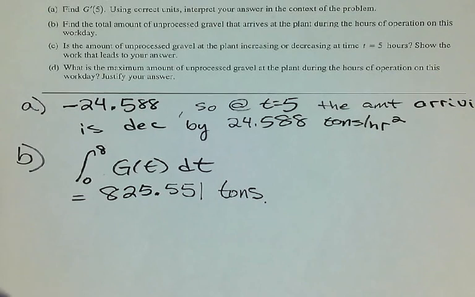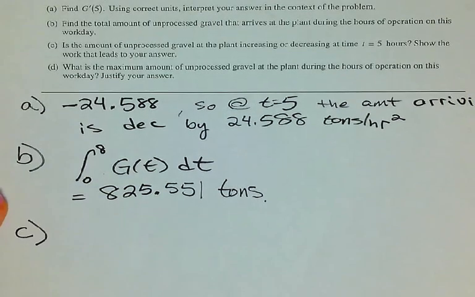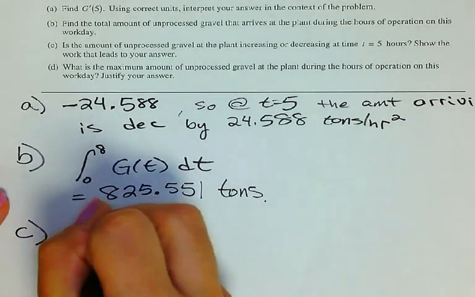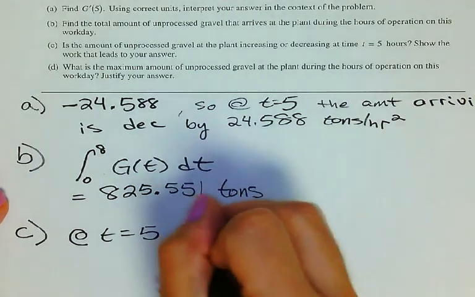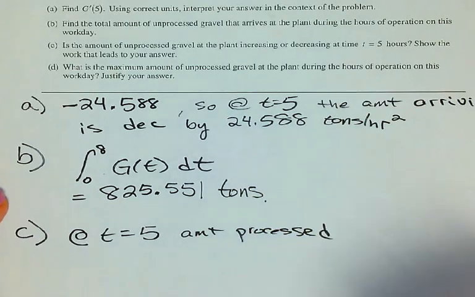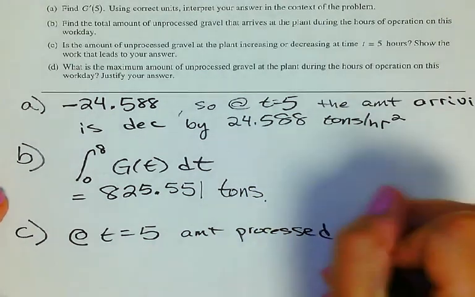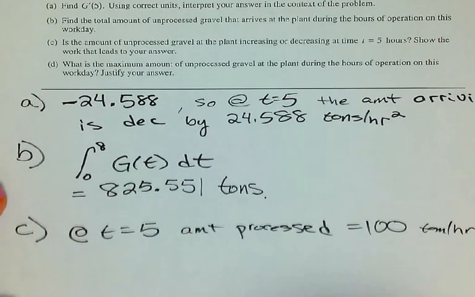...including the amount being processed and the amount that is arriving. So the way that I kind of saw it is I had to take into account what's going on at t equals 5 as far as what's being processed, right? So the amount processed is a constant and it's given. So the amount processed equals 100, and that was tons per hour.